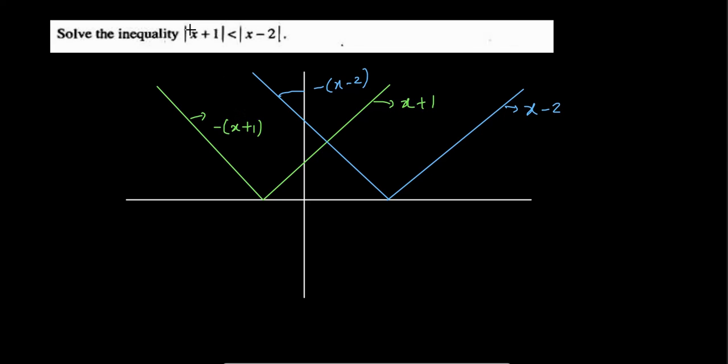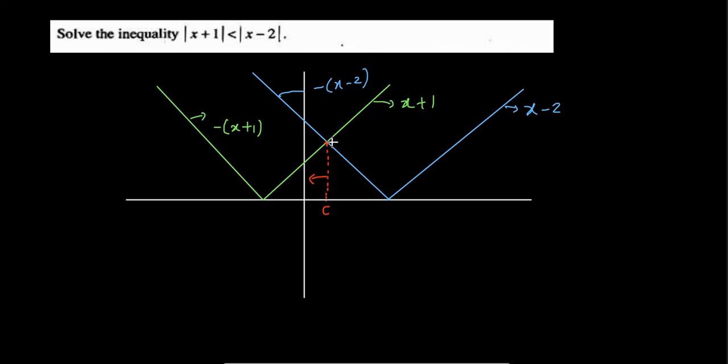So we have to look for the range of values of x for which this green curve is below the blue curve. So from the graph, we have to find out this point of intersection. As you can see, the green curve lies below the blue curve for the values which are less than this critical value c. Otherwise, the green curve is always above the blue curve.